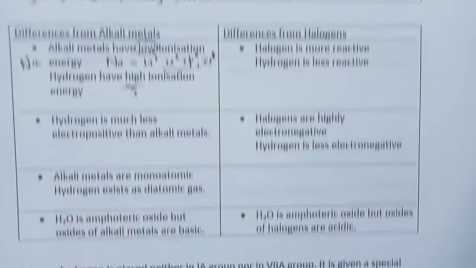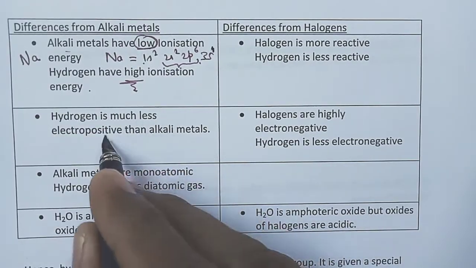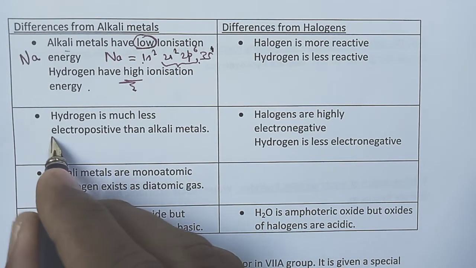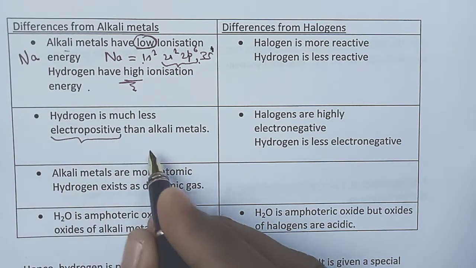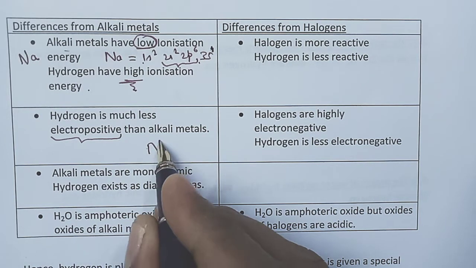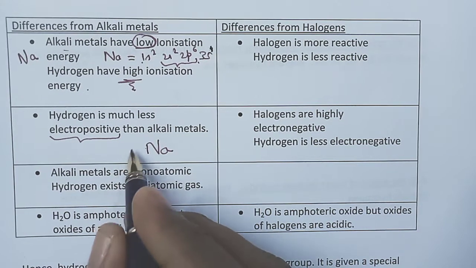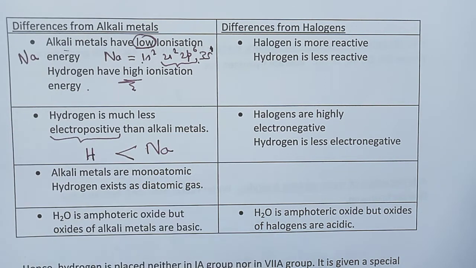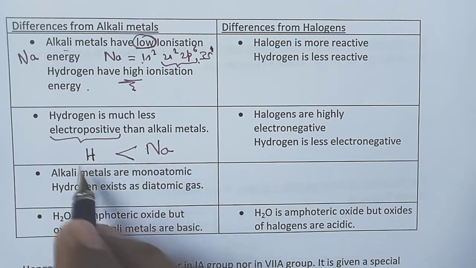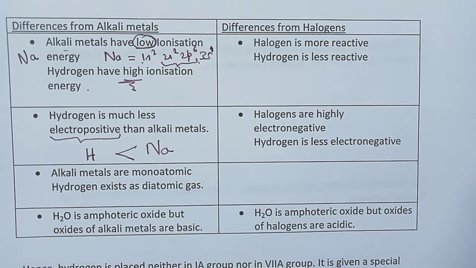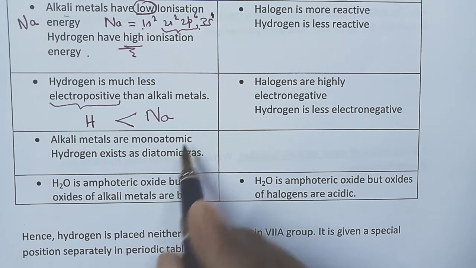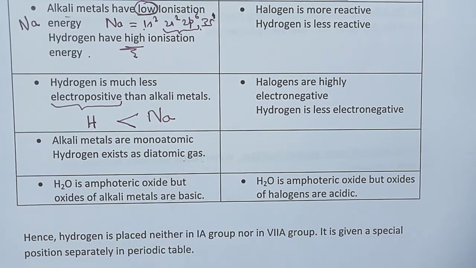Right, next point. Hydrogen is much less electropositive than alkali metals. We are talking about electropositivity. In terms of electropositivity, alkali metals are greater than hydrogen. So a lot of electropositivity difference is present between hydrogen and alkali metals. Next point. Alkali metals are monoatomic. Hydrogen exists as diatomic gas.